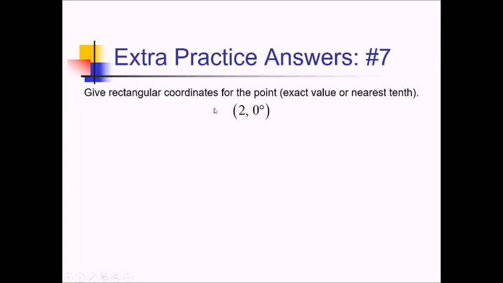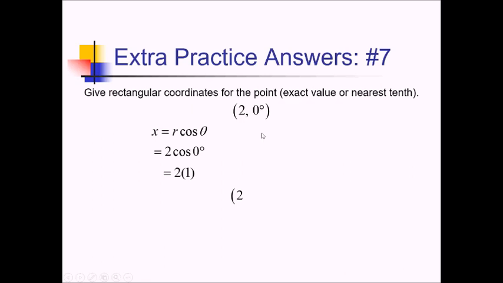On this problem, we want rectangular coordinates for this point. So we have an r and a theta. To get the x value, that's going to be r times the cosine of theta. So that's going to be 2 times cosine of 0. Cosine of 0 is 1, so that's just going to be 2 times 1, or 2. So we have 2 comma something for our rectangular point.